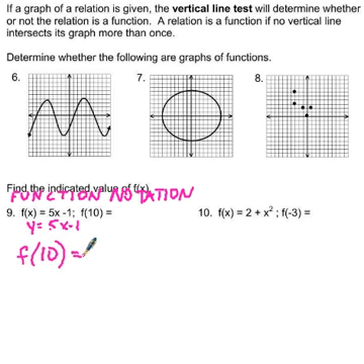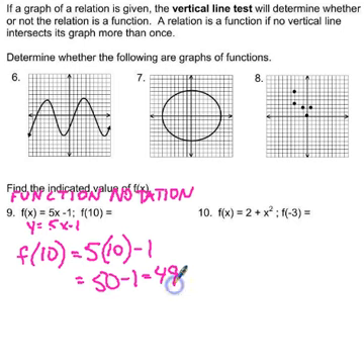All right, so we're going to find f of 10. Now what that means is we're just simply, instead of using an x, we're going to put in a 10 wherever there is an x. So we're going to do 5 times 10 minus 1. So 5 times 10 is 50, minus 1 is 49. So f of 10 is equal to 49. Easier than it looked originally, isn't it?